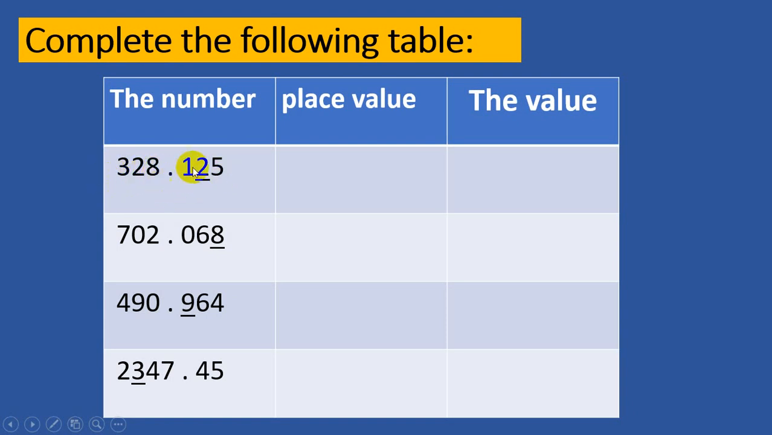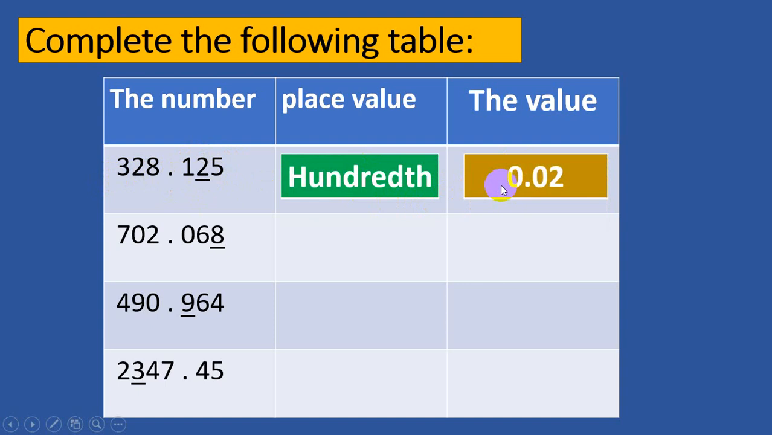328 and 125. The underlined number is 2. The place of 2 after the decimal point: we have tenth, hundredth. Then the place is hundredth, and the value is... we write 2, and after 2 we write 0, put the decimal point, and cross out all the digits and replace them by 0.